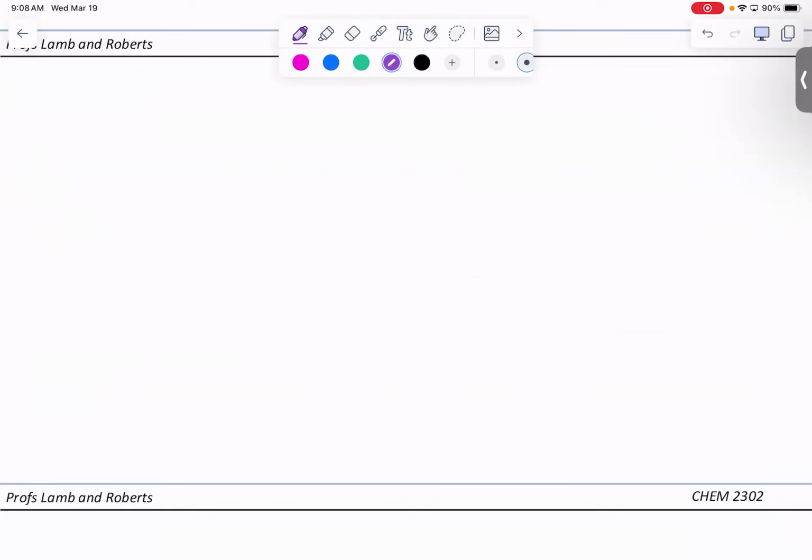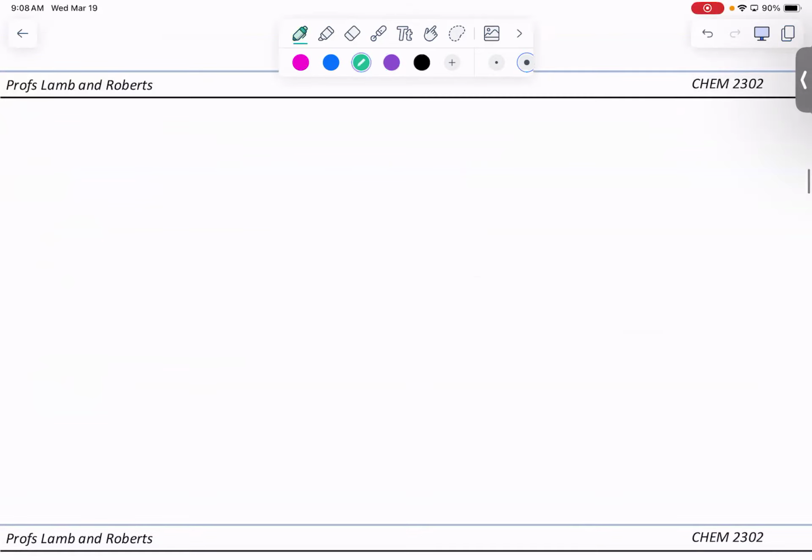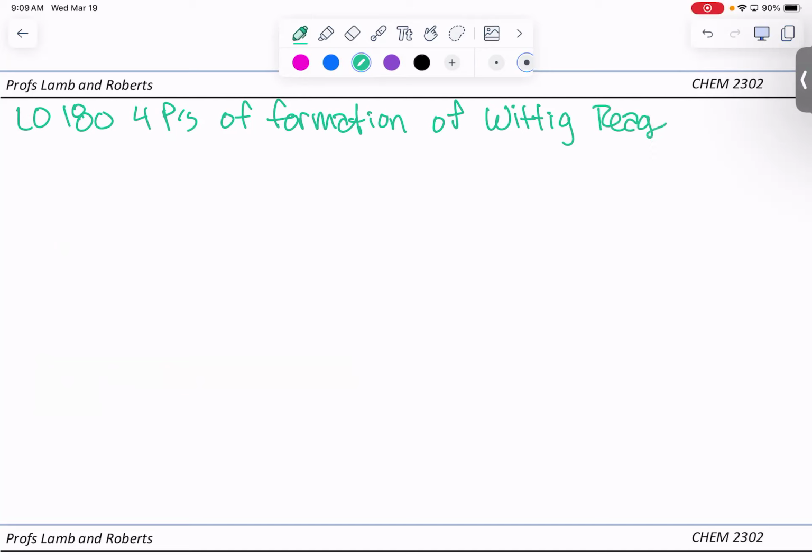All right, so the Wittig reaction, we have to start with something pretty specific. As our starting material, we're going to make something called a phosphonium salt. That's why it can be a little bit complicated, but this is learning objective 18O, and this is going to be the 4 P's of formation of Wittig reagents. Wittig is spelled with a W. It's somebody's last name. These are in particular phosphonium salts.